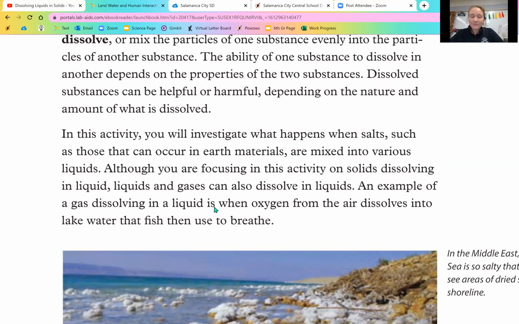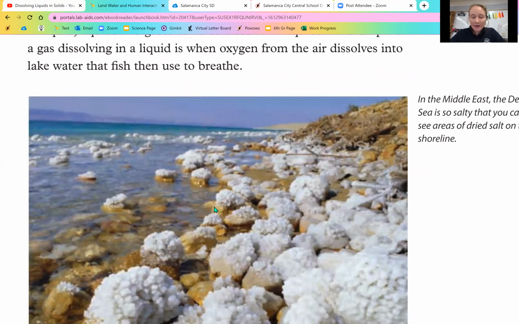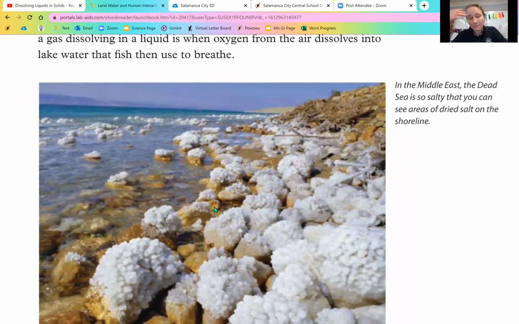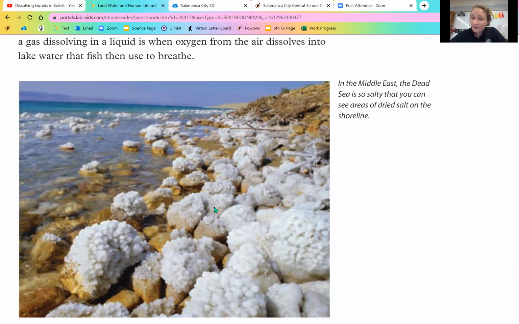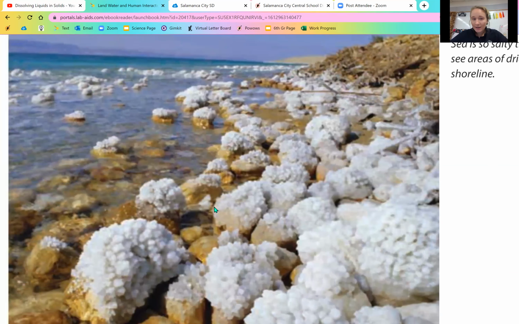All right. So let's look at this photo real quick and we'll go into the experiment activity. I'll put up some play pause questions. In the Middle East, the Dead Sea is so salty that you can see areas of dried salt on the shoreline. So for example, this water in the sea is so dense with salt that, you know, oceans have flows. They brush up on the shore. If it's windy, if it rains, the water levels change. It splashes up onto the rocks, and there's so much salt that the salt stays.